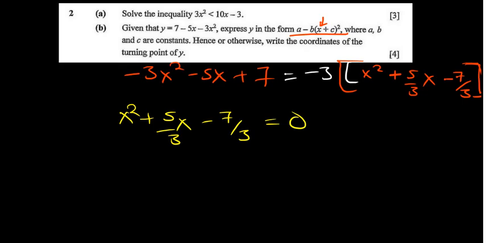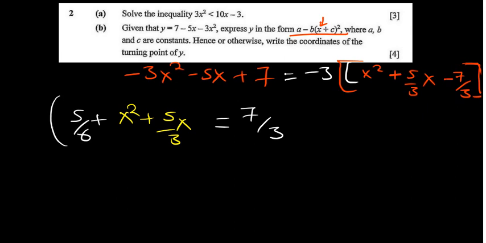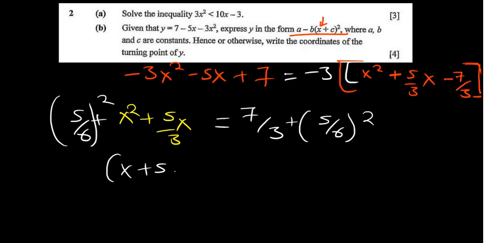Let's take this to the other side, so it becomes positive 7 over 3. To complete the square, what's half of the coefficient of x, which is 5 over 3? Dividing by 2 is as good as multiplying by half, a faster way of dividing fractions. So we have 5 over 6 as half. We add the square on both sides, so we remain with x plus 5 over 6 squared equal to 7 over 3 plus 25 over 36.